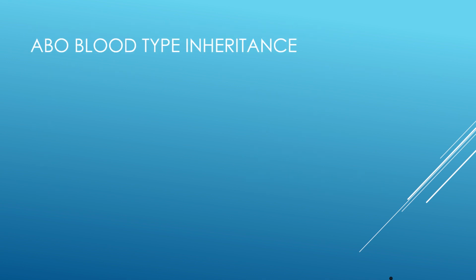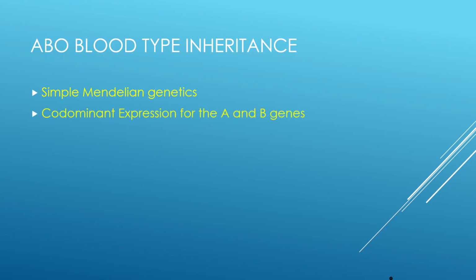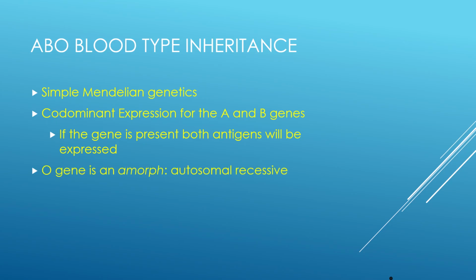ABO blood type inheritance. Simple Mendelian genetics. Codominant expression for the A and B genes. Type O is an amorph that is inherited like an autosomal recessive trait. An amorph is a gene that does not produce a gene product. Type O is expressed when you have two O genes.